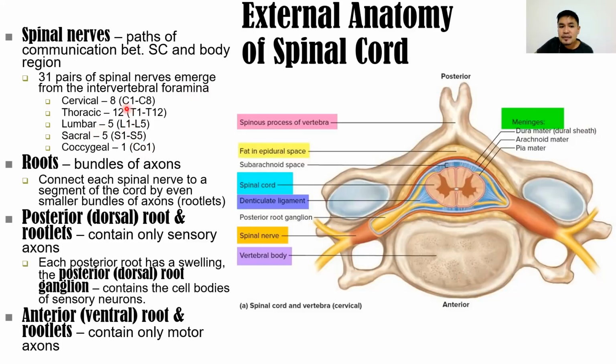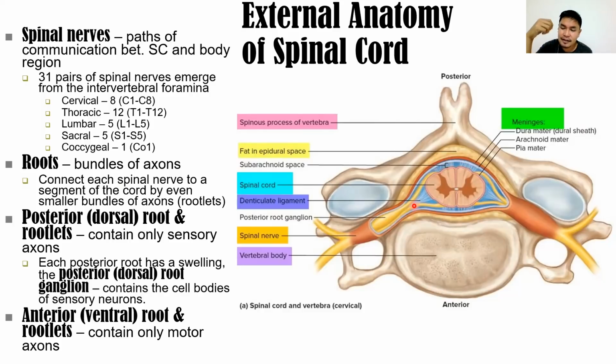Okay, so there are structures that we call roots. These are bundles of axons connecting each spinal nerve to a segment of the cord by even smaller bundles of axons, rootlets. What is actually attached to the spinal cord are your rootlets, and then they form a root. So this is your posterior root, and this is your anterior root. What did we learn in the first lecture? The back side, or the posterior, would correspond to your motor nerve root.